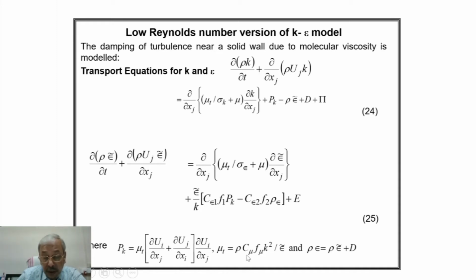It is given by rho C mu F mu K square by epsilon. So instead of C mu K square by epsilon, or if rho is consumed, that is nu t, it is C mu into F mu K square by epsilon. If you transfer rho to the left hand side, this will be nu t. Nu t is C mu K square into F mu by epsilon, whereas the usual nu t is C mu K square by epsilon. This F mu is basically a damping coefficient. Similarly, there are a few other coefficients, F1, F2, D, pi, and E.